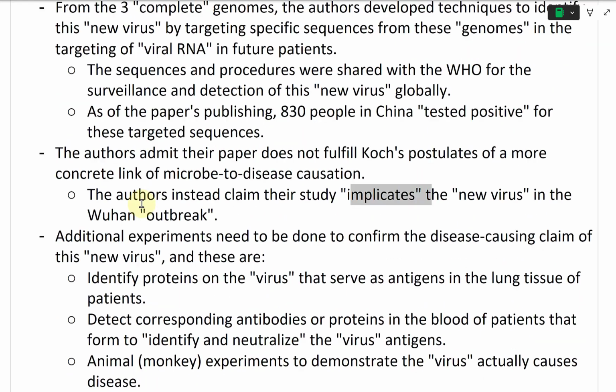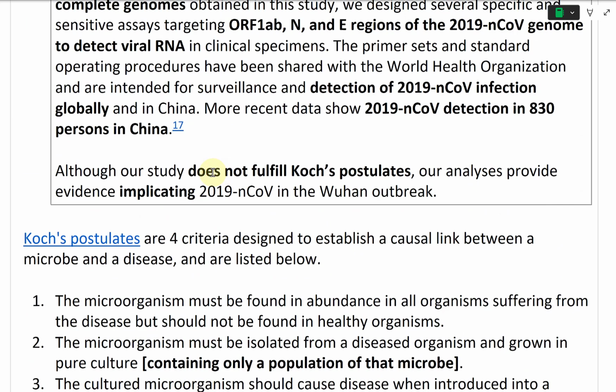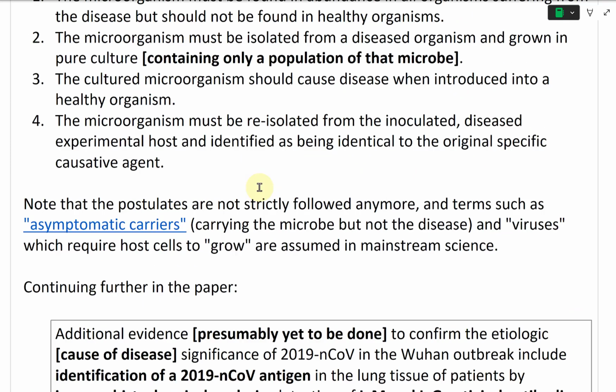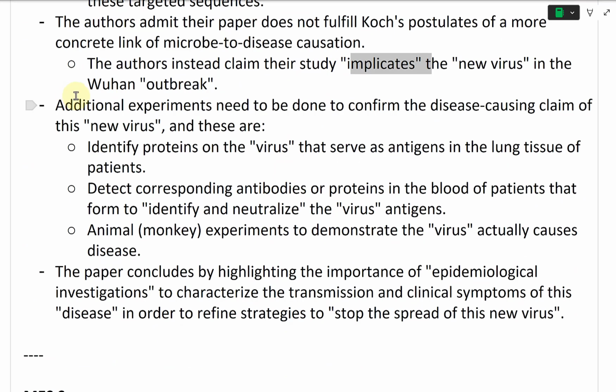Alright, so if you scroll back up to see that part, there's the Koch's postulates. So, our study does not follow Koch's postulates. Our analysis instead provides evidence implicating 2019 nCoV. Alright, so we have that implication. Going further, additional experiments need to be done to confirm the disease-causing claim of this new virus, and these are to identify proteins on the "virus" that serve as antigens in the lung tissue of patients, and detect corresponding antibodies or proteins in the blood of patients that form to "identify and neutralize the virus antigens." So go look in the blood and look at antigens in the lung tissue. And animal, particularly monkey, experiments to demonstrate the virus actually causes disease.